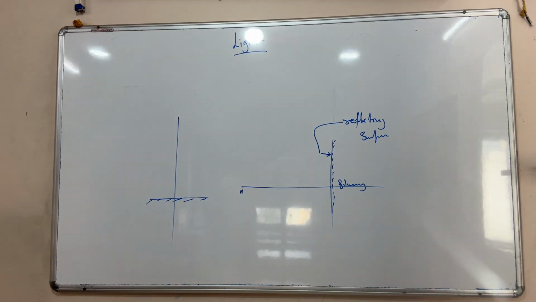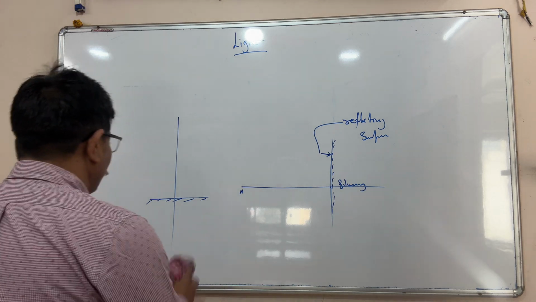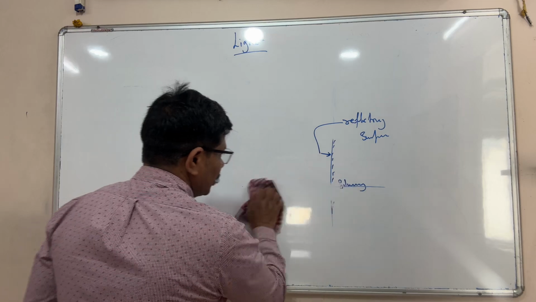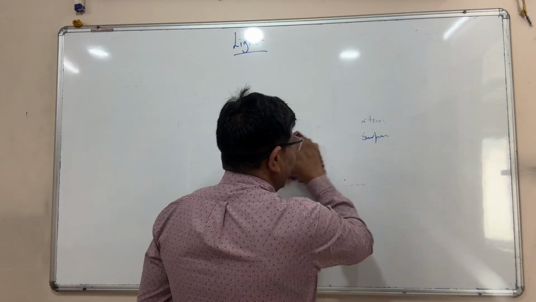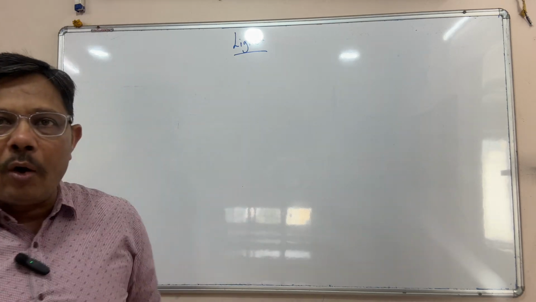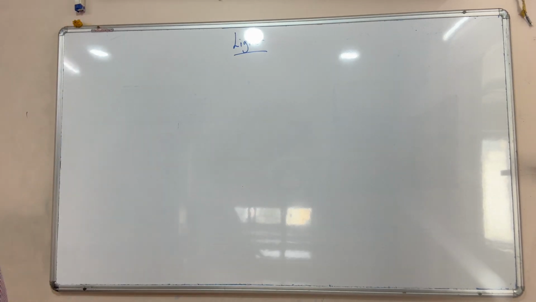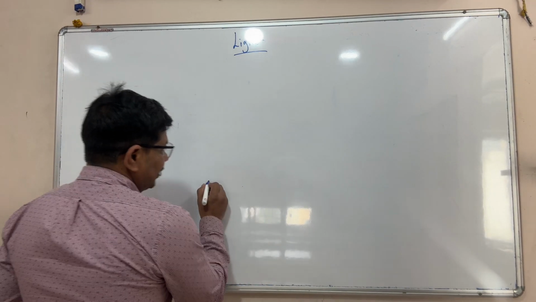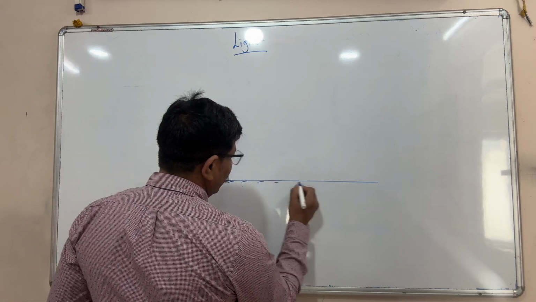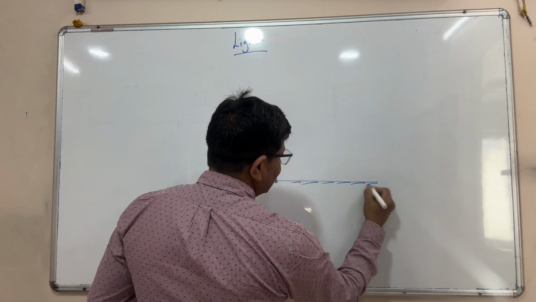Now here we are going to study the reflection of light. What is reflection? See, when light is incident on any shining surface, it bounces back to the same medium. Now see, this is the reflecting surface and we are painting the lower portion. This is the reflecting surface.